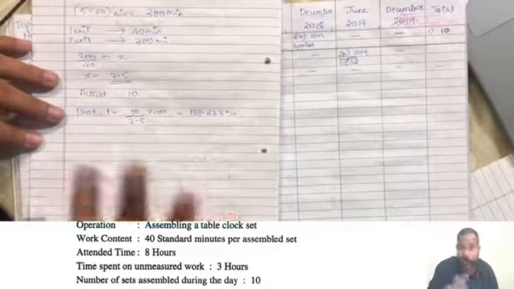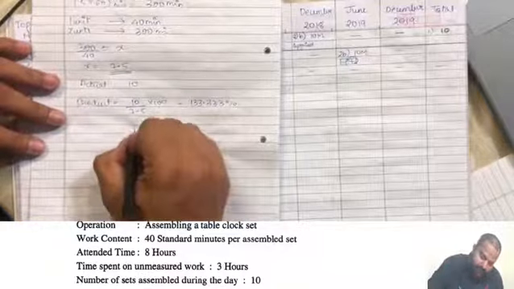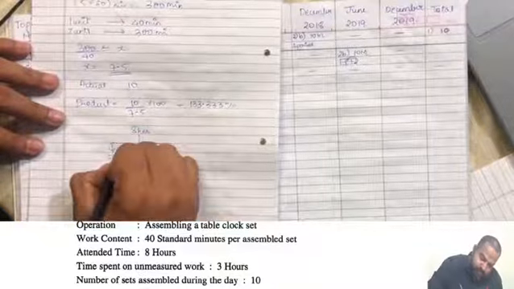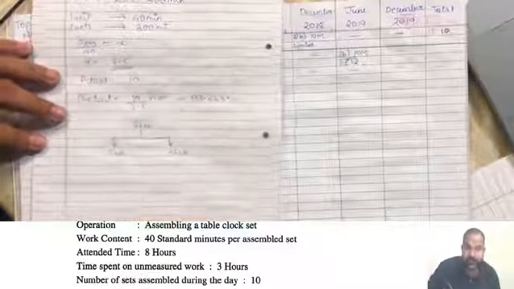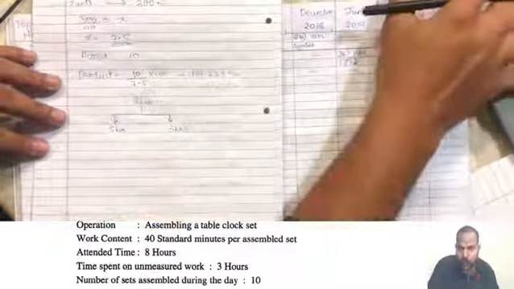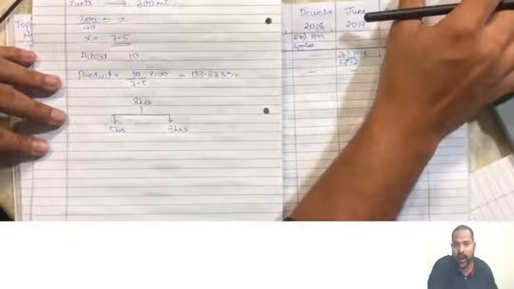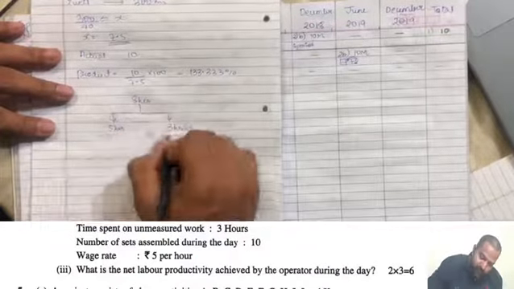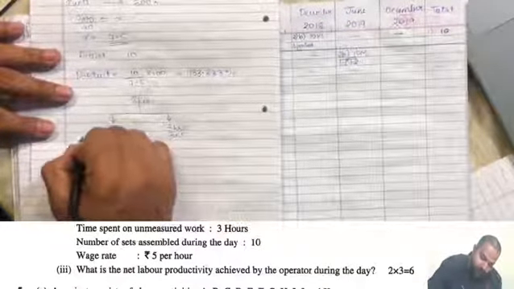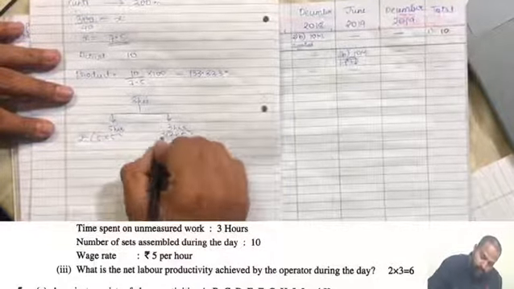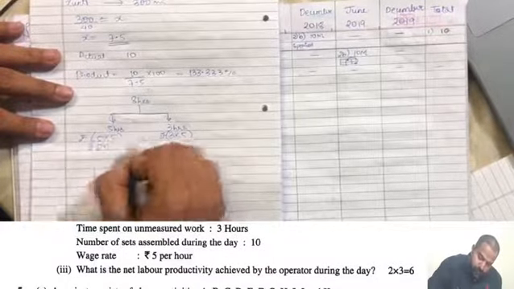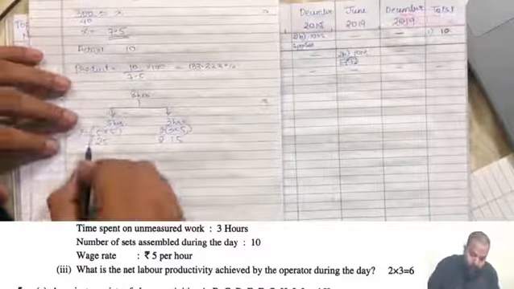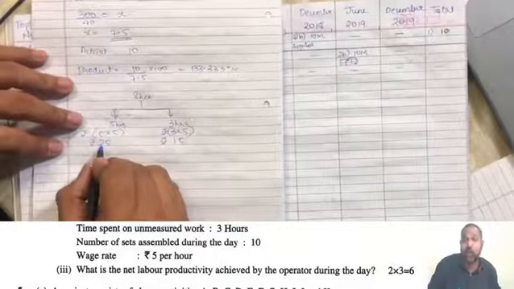I'm not writing in detail, but I want you to write in detail. 8 hours that you work, out of which 5 hours is measured, 3 hours is unmeasured. So for both, what are you asking for? You are asking for 5 rupees per hour. Okay. So for both, I will give you 5 into 5 and 3 into 5 rupees, which is 25 and 15 rupees.